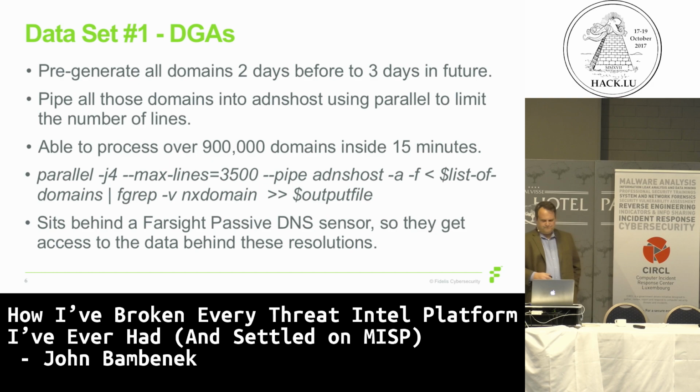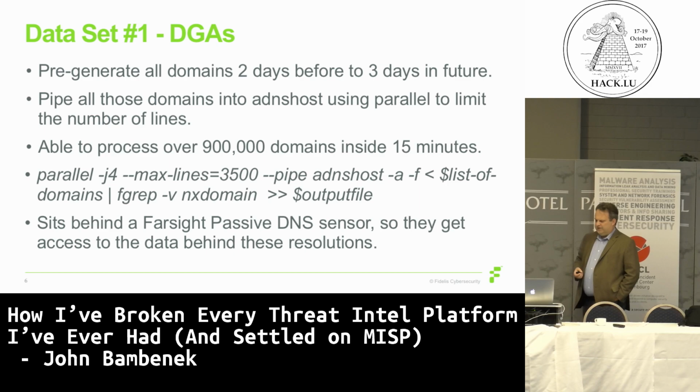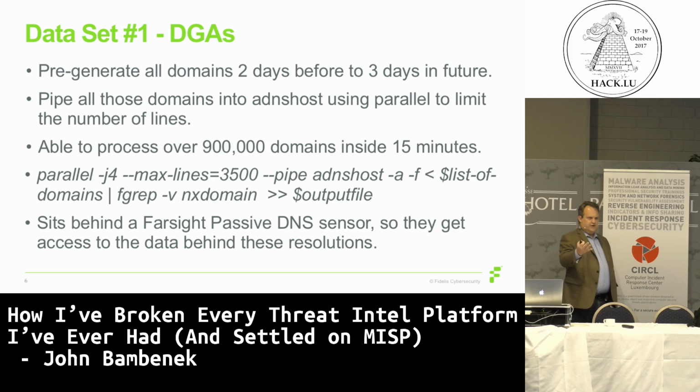So like I said, I pre-generate basically a six-day window, pipe this through asynchronous DNS, and then create feeds with it that I publish, right? And that's all CSVs, and I'll show you an example of a couple of feeds in a couple of slides. But it's about 900,000 domains that are generated in the list of all the malicious DGA domains, right? So it's a relatively large, I don't want to say block list, but that's how people use it.